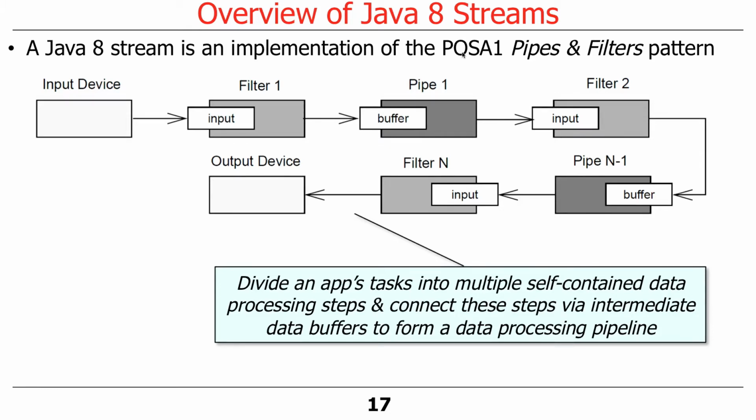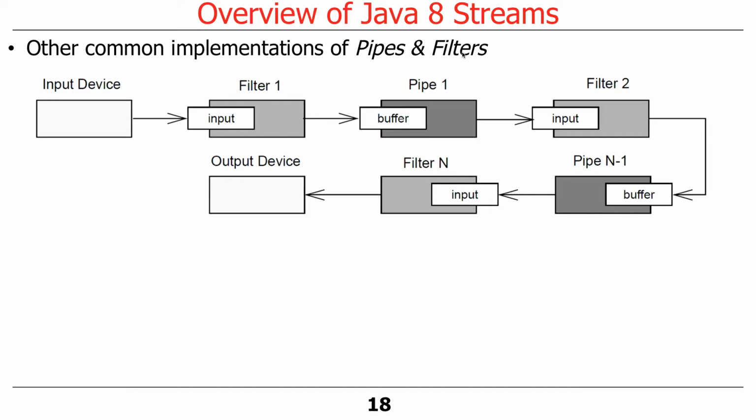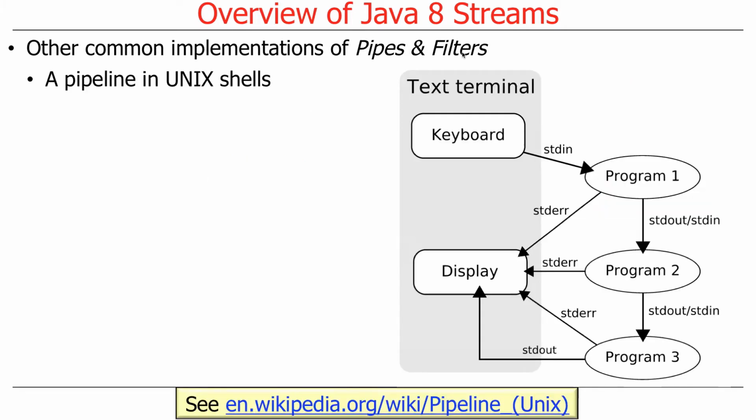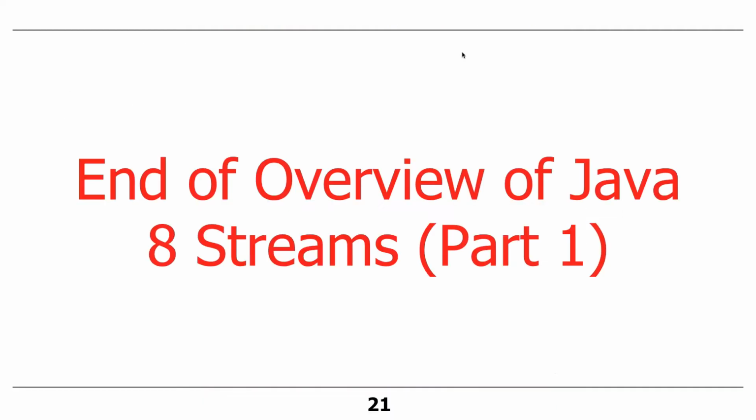So what are some examples of this? The book where this appears is in volume 1 of the POSA series, and there's also an article here you can read about it. Other common implementations of pipes and filters include a pipeline in the Unix shell. If you use Linux or Mac OS, you may know about the pipeline concept, where you can pipe the output of one program as the input into another. You can rearrange things very cleanly using pipes. There's also something called System V streams, which is a similar kind of idea, except for layered protocol stacks. So those are two other examples of the pipes and filters pattern in practice.